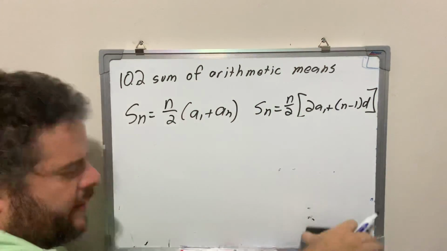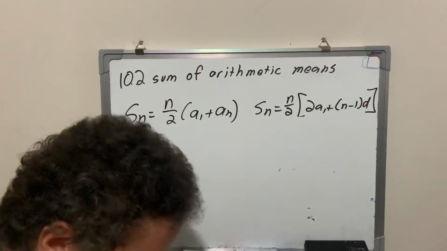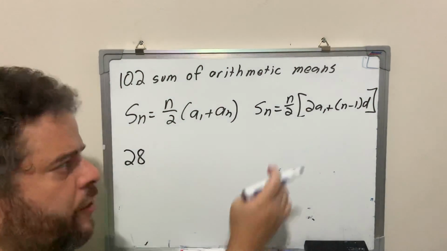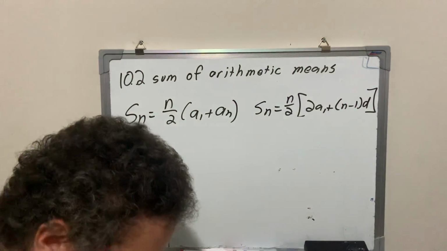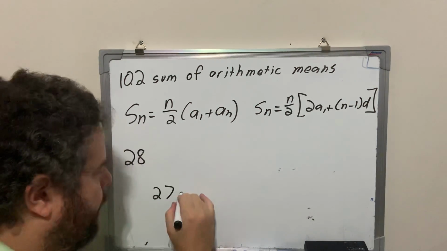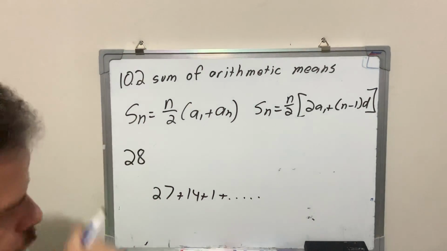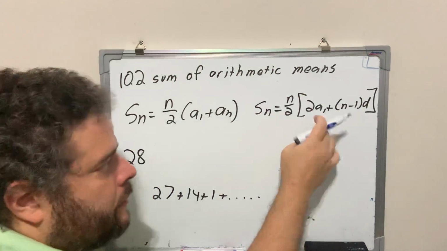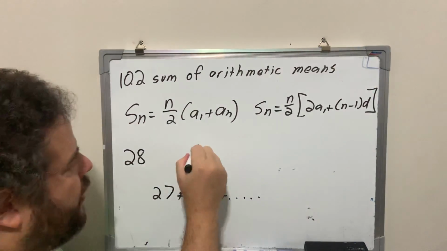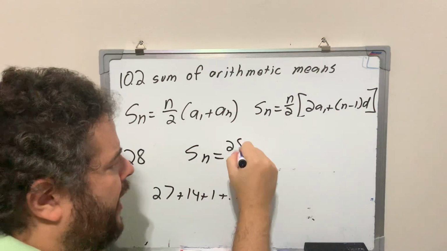Now, let's look at part B of example 6. They're asking me to find the 28th partial sum, and usually you'll see the word partial when you have to use this one, of 27 plus 14 plus 1 plus, to infinity. Now, let's begin plugging in the values. I do know that the sum will be 28, because that's how many terms I'm going to be adding, divided by 2.